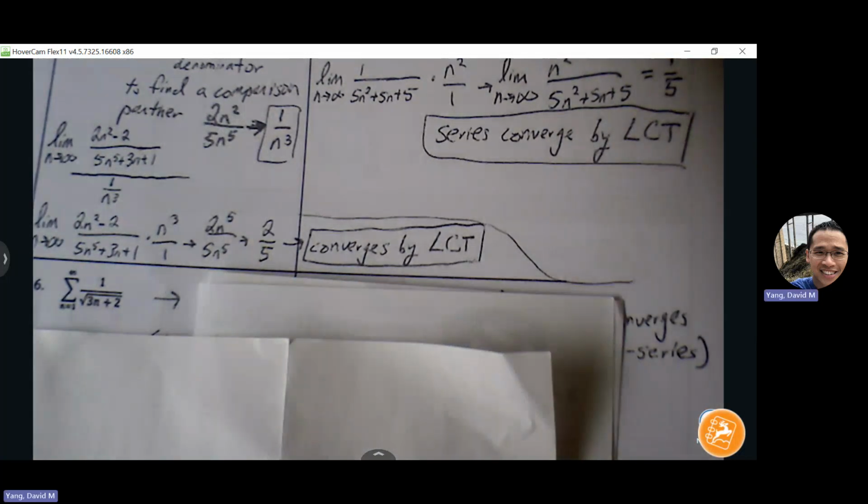Okay, what's a good comparison partner for number 6? Yeah, 1 over root n. We know about 1 over root n. That diverges by the p-series because p is less than 1, right? Good. So if we can get the limit of the ratio to produce a real number, then we know that both of these will share the same divergent behavior.